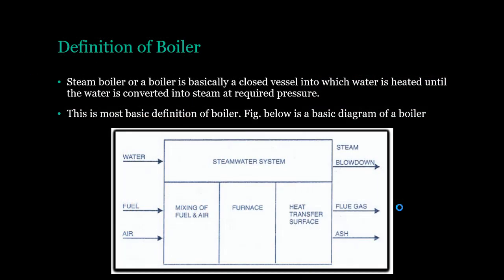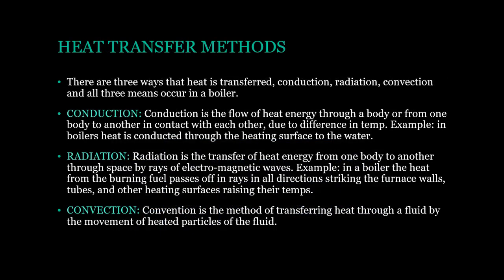A steam boiler, or simply a boiler, is basically a closed vessel into which water is heated until the water is converted into steam at required pressure. This is the most basic definition of a boiler. There are three ways that heat is transferred: conduction, radiation, and convection, and all three means occur in a boiler.